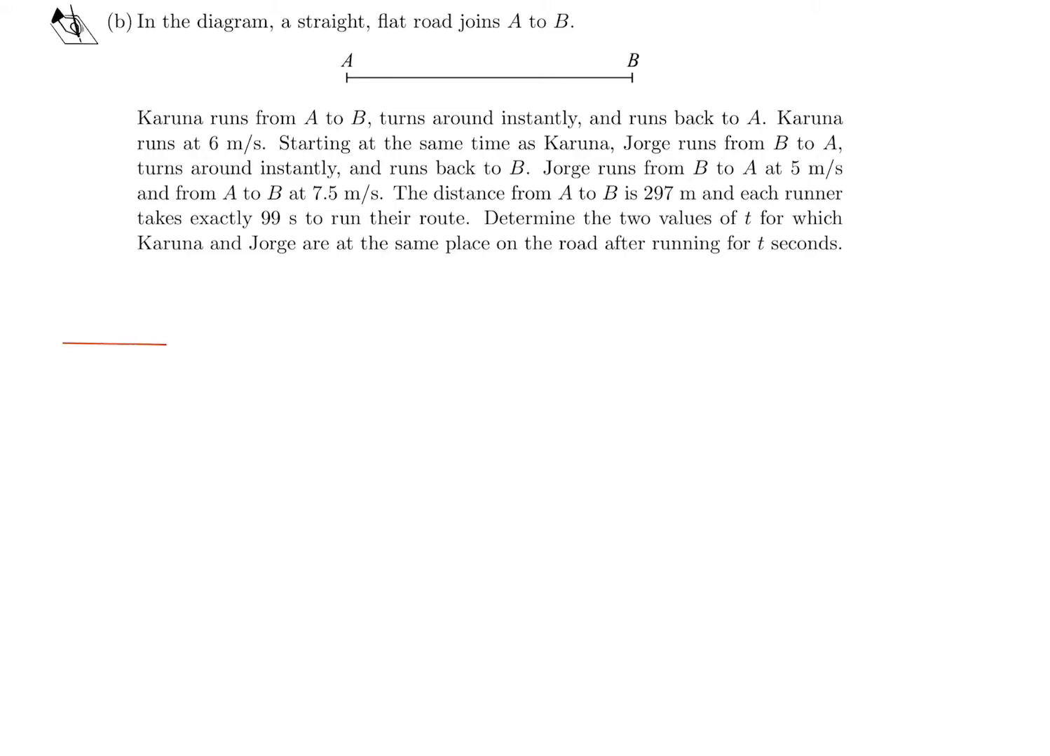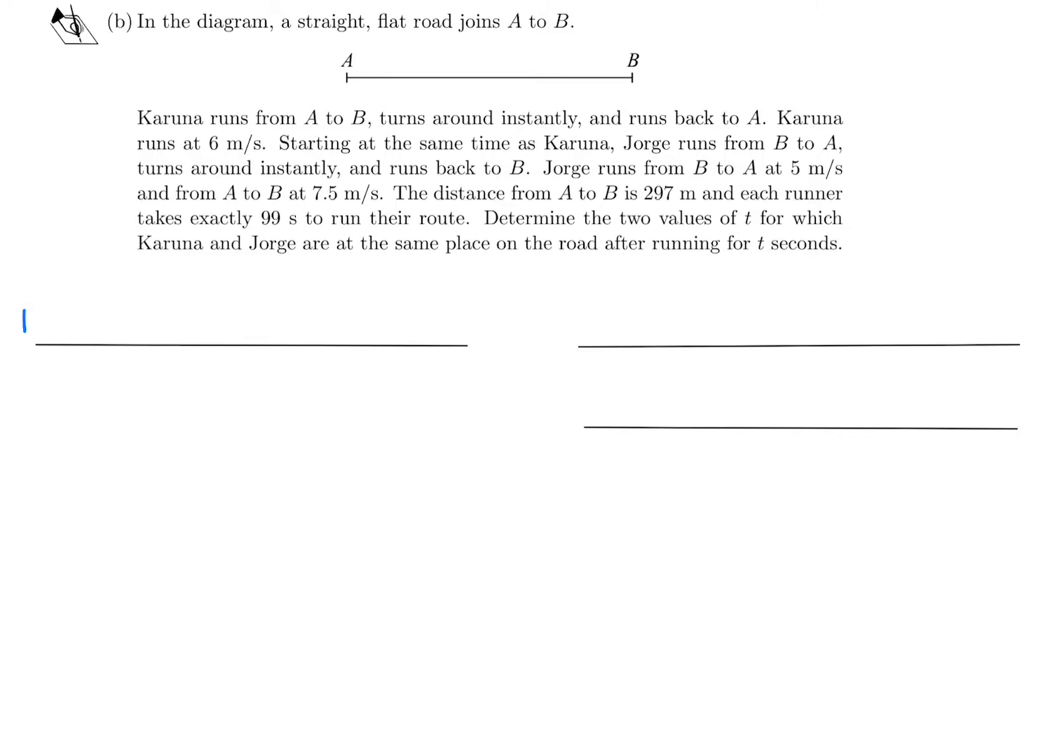Let's draw a graph, or not necessarily a graph, but just sort of a line. And there's going to be two scenarios. The first one is a little bit easier than the second one, so let's obviously do that one first. Karuna starts here and Jorge starts here. Karuna is running a little bit faster, so she's probably going to end up here when they first meet. The total distance is 297, right? So let's say this is x, and therefore this would be 297 minus x.